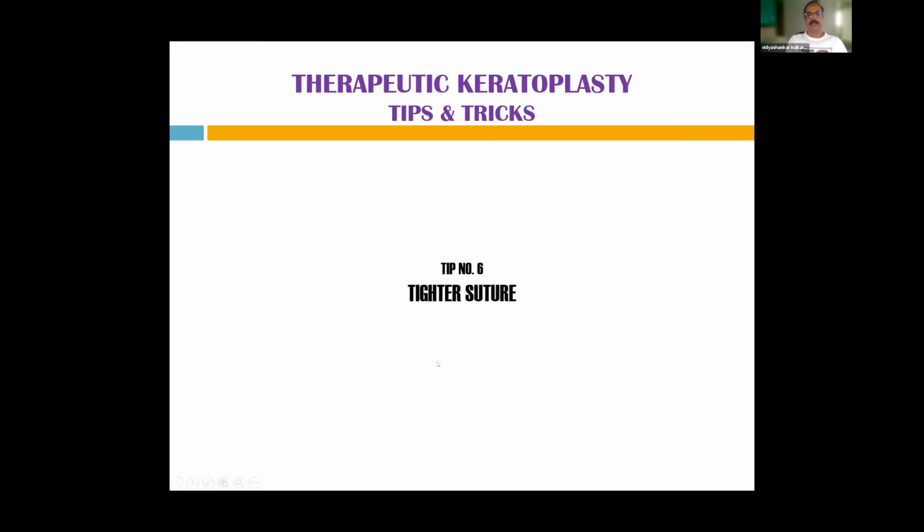Tip number 6 is to put a tighter suture. Because it's an edematous cornea and you are also taking a slightly compromised donor, the cornea will be a little edematous, so the suture may become loose, it may start leaking, it may get infected, all the complications of loose sutures. So a slightly tighter suture is always better. To make a tighter suture, probably select a slightly larger donor graft; it will always be helpful.